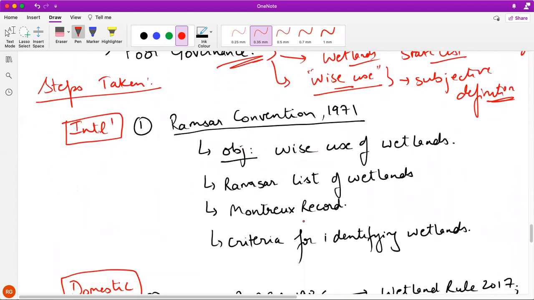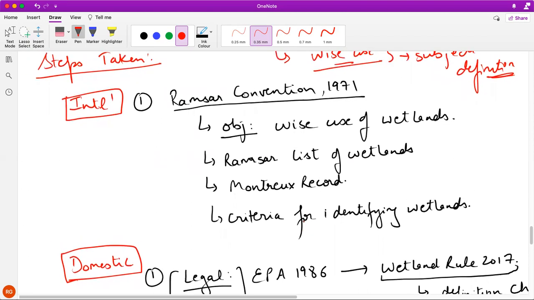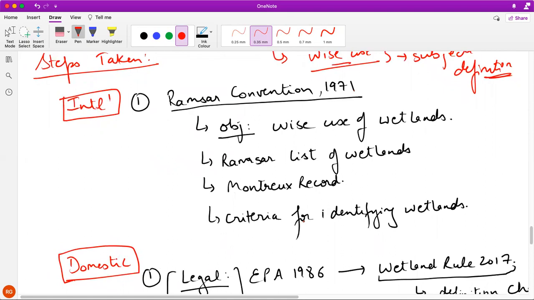So now what all steps have been taken? First of all, the international convention, the Ramsar Convention. It was held in the Iranian city of Ramsar in 1971. It basically defines the objective of the convention. It says there should be wise use of wetlands. So what is the definition of wise use of wetlands? Even UPSC has asked previously in mains the definition of wise use. It means basically we need to maintain ecological character within the context of sustainable development. So this is a simple definition of wise use.